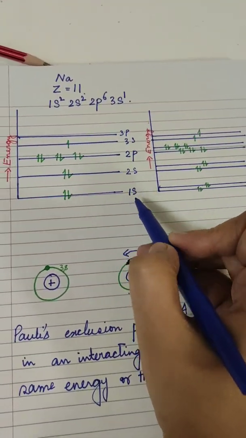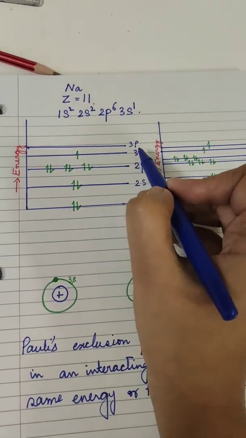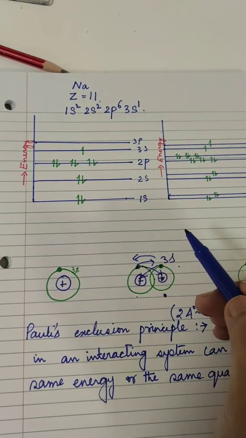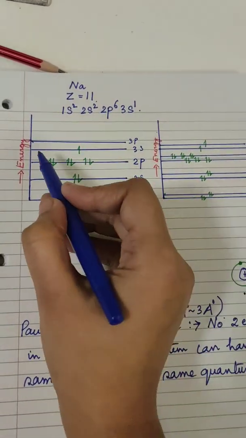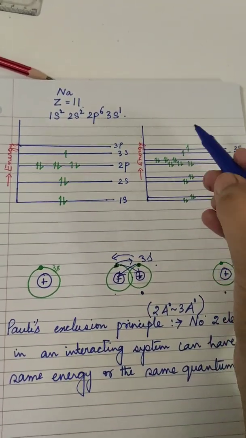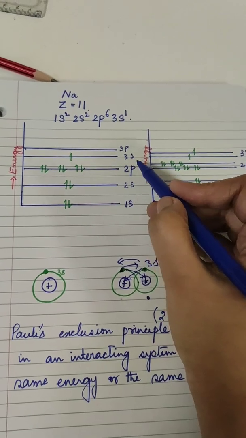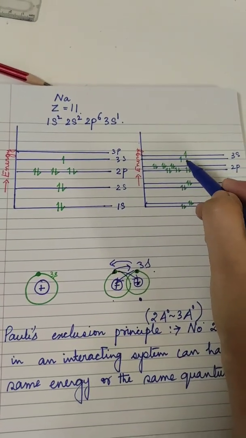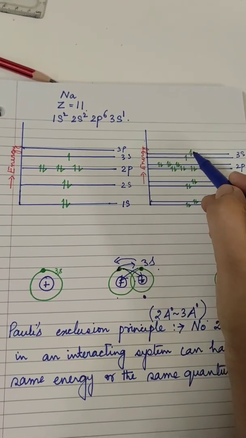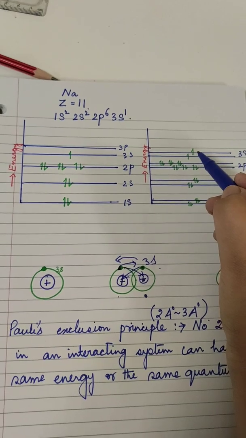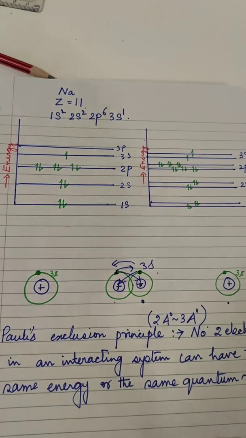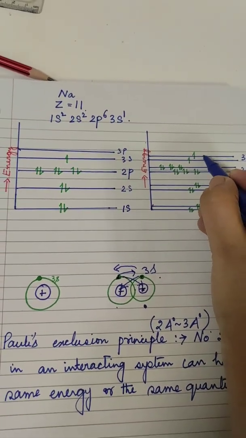The 3s atomic orbital cannot accommodate one more electron in the same energy level. So the 3s energy level will split into two energy levels. Or you may say there is overlapping of atomic orbitals to form a molecular orbital. There are two 3s energy levels.